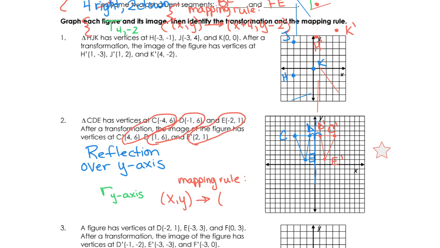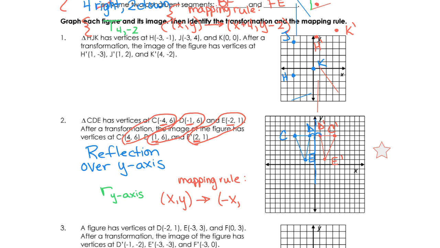Every single time, whatever the x coordinate is becomes the opposite sign. So it was negative, then it becomes positive. This was negative, it becomes positive. This was negative, and it becomes positive. And so the x coordinate is the one that's changing. And so to change it, we're going to put a negative in front of our x, comma.